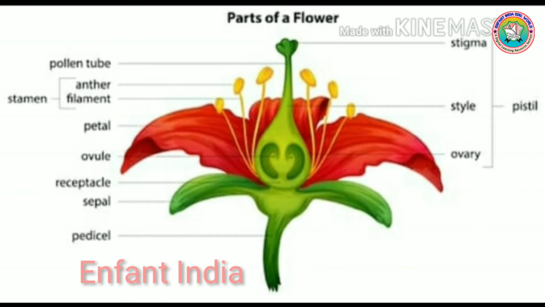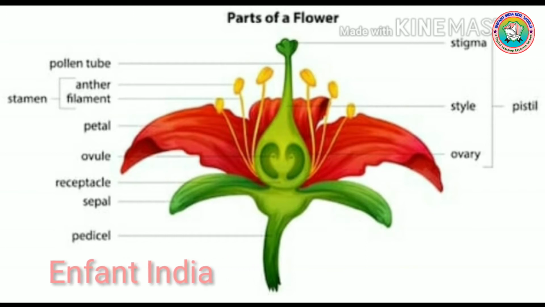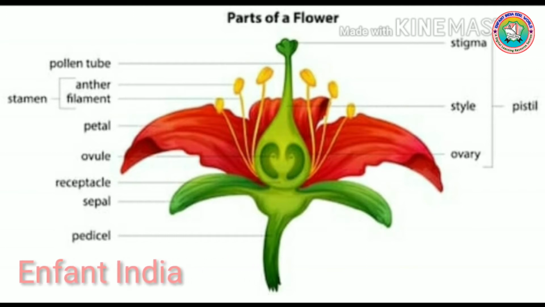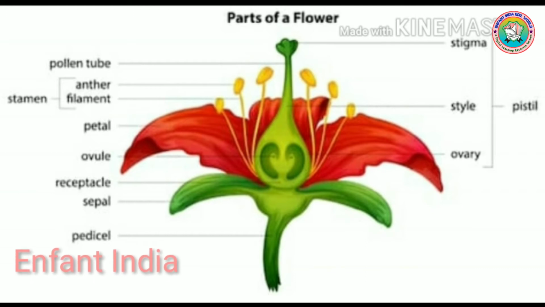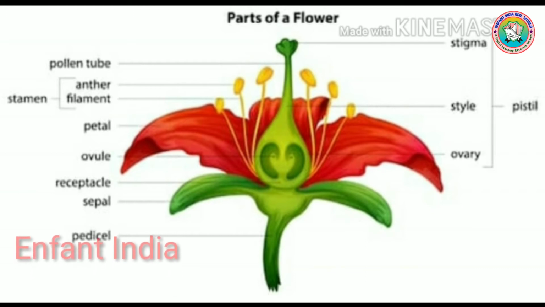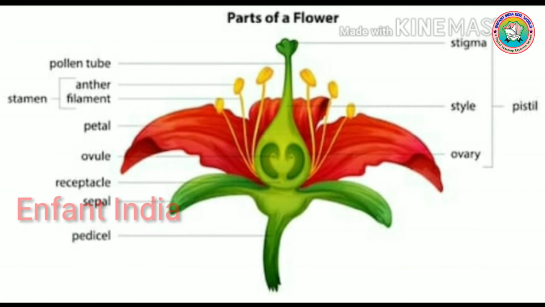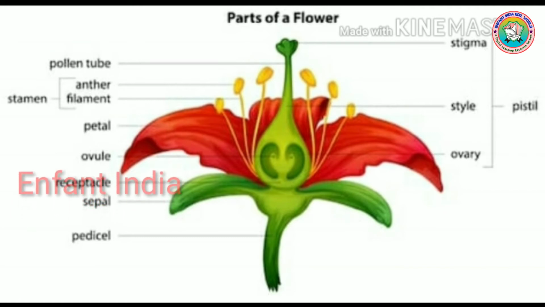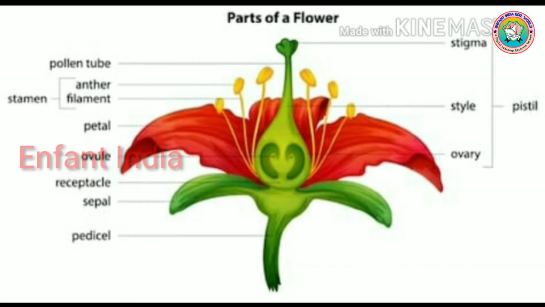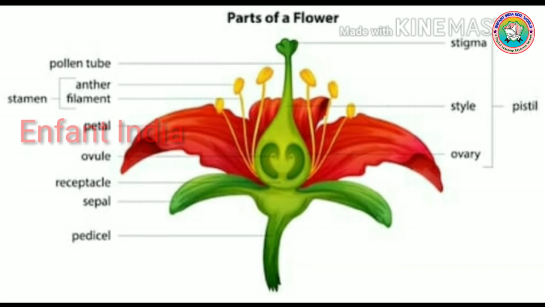And the second whorl of the flower is petal, a single colored leaf, and a group of petals is known as corolla. Now the third part of the flower is stamen, which is the male part of the flower. Its group is known as androecium, and the fourth whorl of the flower is known as pistil, and the group of pistils is known as gynoecium.